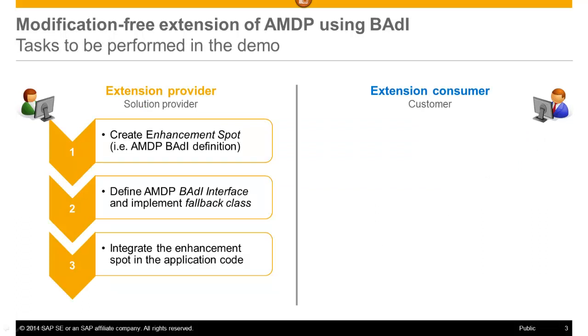First, the extension provider will create the enhancement spot with the AMDP BAdI definition and metadata. Then he will have to specify the implementation contract by defining the AMDP BAdI interface and implementing the fallback class. Last but not least, he will have to integrate the AMDP BAdI in the application code.